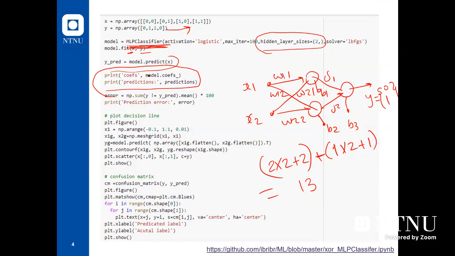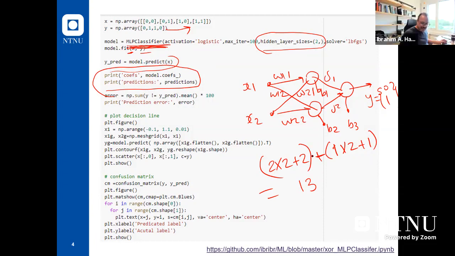Question: did you do that wrong a bit? I'm getting 9, not 13 total parameters. 2 times 2, it's 4. Yes, 6. Yeah, you're correct. Correct. Yes. So you are correct. It's 9. Yes.